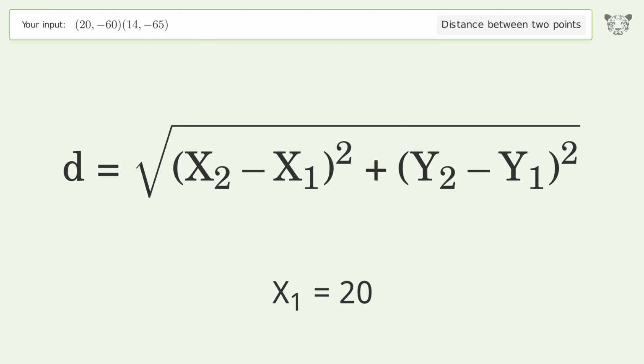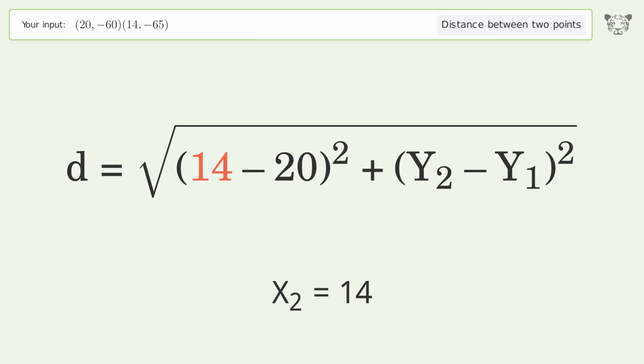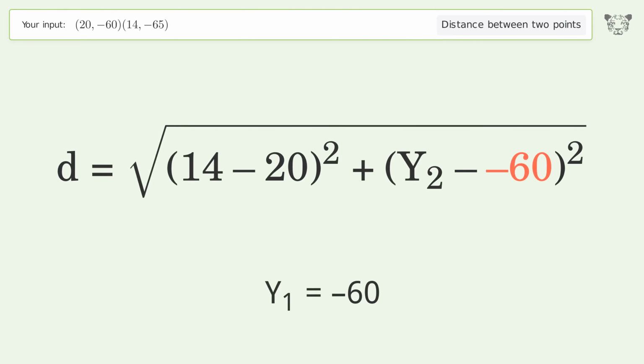x1 equals 20. x2 equals 14. y1 equals negative 60. y2 equals negative 65.